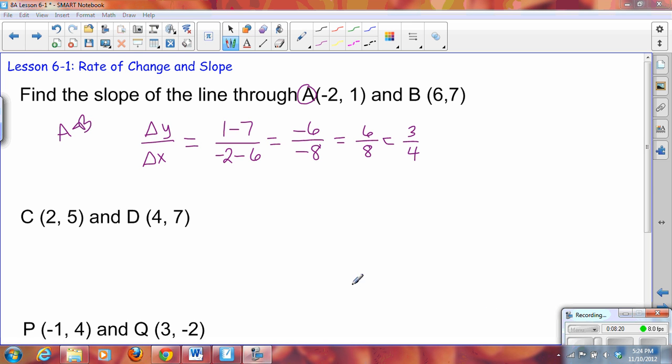Okay, so now I would like you to work this problem and this problem on your own. So press pause, work them out, and then press play and see how you did.